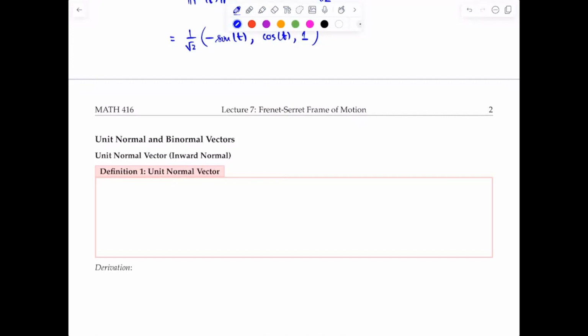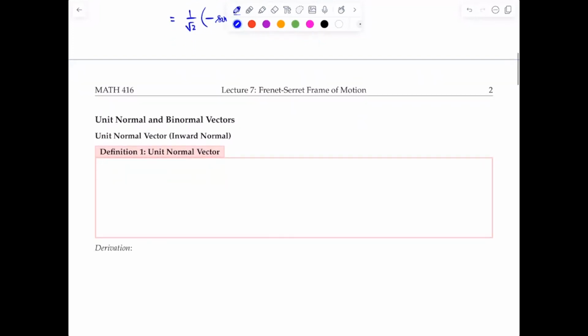Outward normal vector, usually you see that in creating a plane in multivariable calculus, when you have a vector on the plane and the outward normal vector. But in this case, you have a unit normal vector. This case is called the inward normal vector.